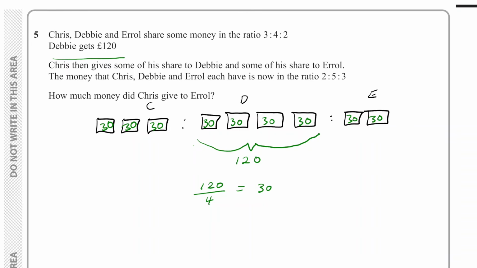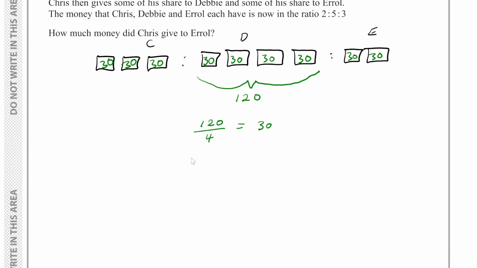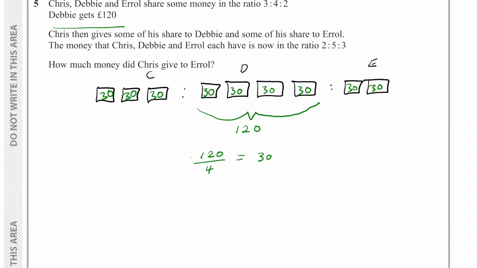Chris then gives some of his share to Debbie and some of his share to Errol. The money that Chris, Debbie, and Errol have is now in the ratio 2 to 5 to 3. How much did Chris give to Errol? So to share the money in the new ratio, we need to work out how much money we've got. So we have 9 parts in total. They're each £30.